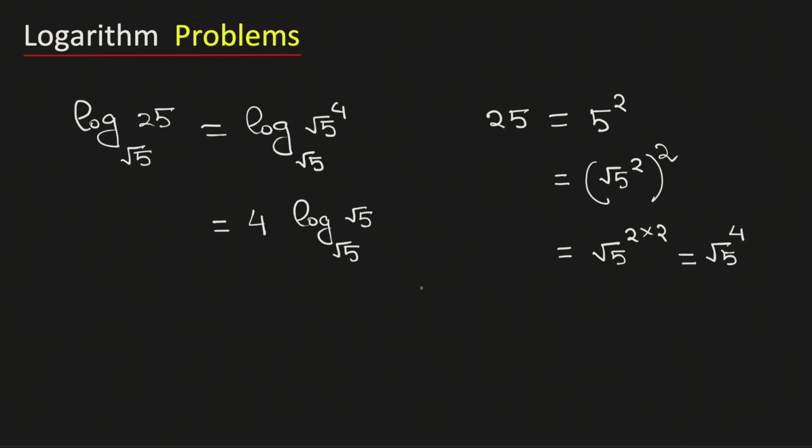Now using the rule that log of a with base a is equal to 1, this is equal to 4 times 1, which is equal to 4. Therefore, the logarithm of 25 with base root 5 is equal to 4, and this is our final answer.